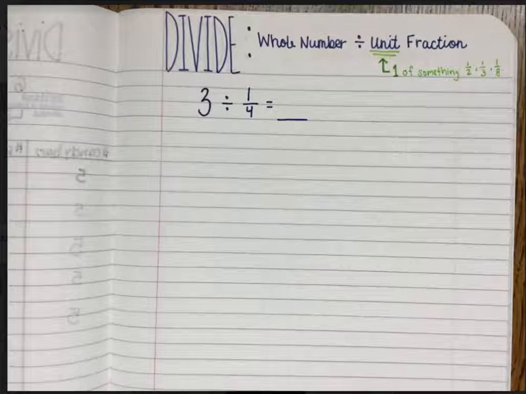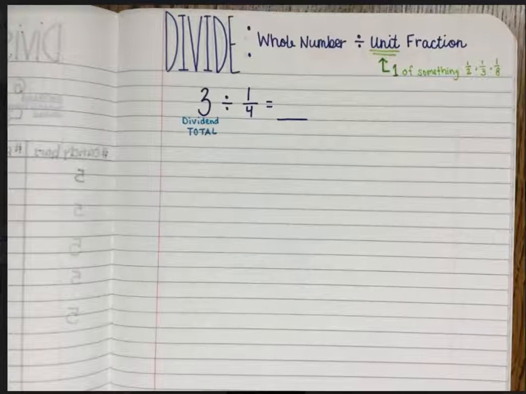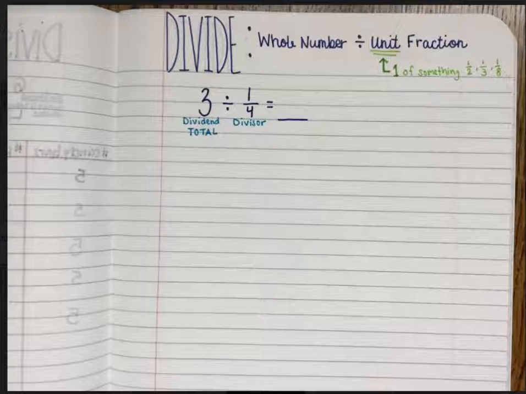So this is an example of just an equation. We have 3 wholes, and we are dividing it by 1/4. So what that really means is that our dividend is a 3, where that is the total that we have. And when we're dividing it by 1/4, that's our divisor.